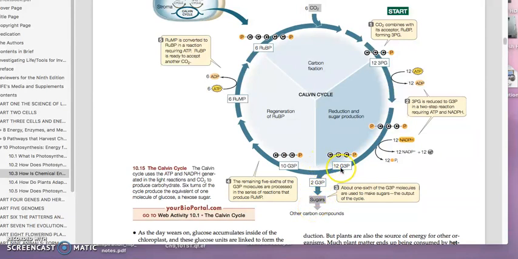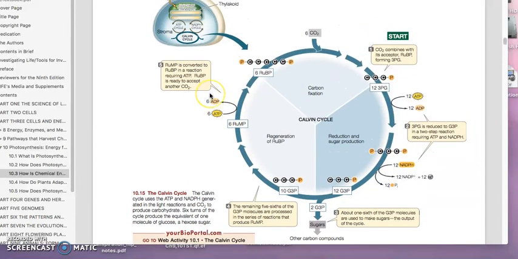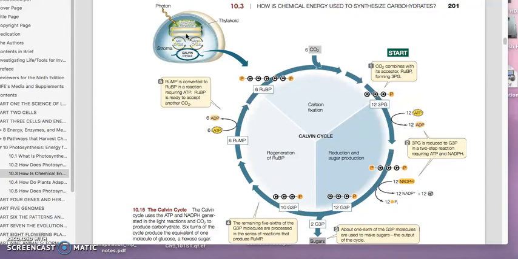So what about the rest of the G3P? The remaining 5/6 of the G3P are processed in a series of reactions that produce RuMP. In other words, most of the G3P is converted into RuMP. Then RuMP is converted into RuBP in a reaction that requires ATP. So here's some of that ATP that was made in the light reactions. Some of that ATP is used to convert RuMP into RuBP.